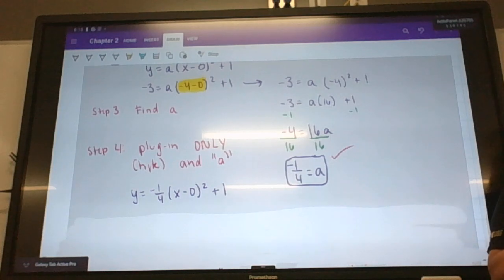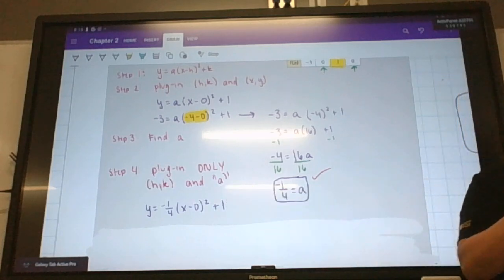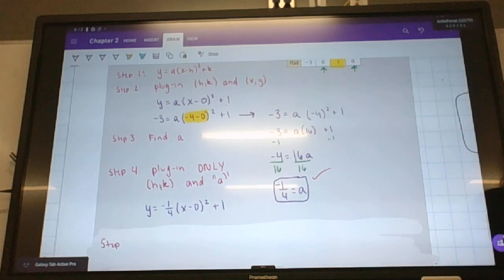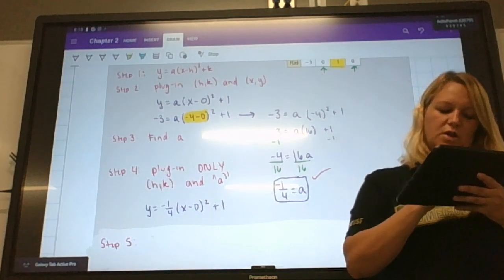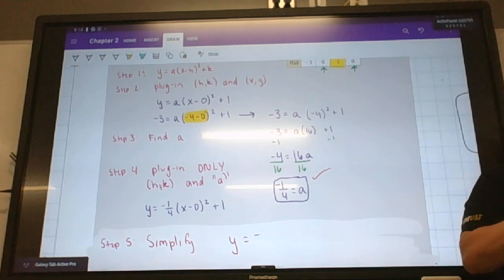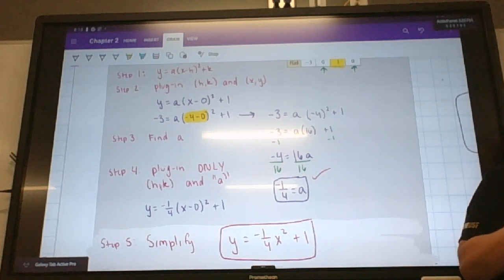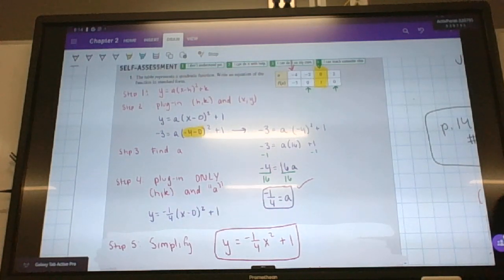Who's got a question on that? This is where I'm going to lose people. I know. All right, step 5 said FOIL, and actually since we have a 0 here, we don't have to. We'll just call it simplify. And it's going to be y equals negative 1/4 x squared plus 1. And that's our equation. So moving out of graphing into a lot of mathing. Plugging in and simplifying. You might like this better if you give it a chance.